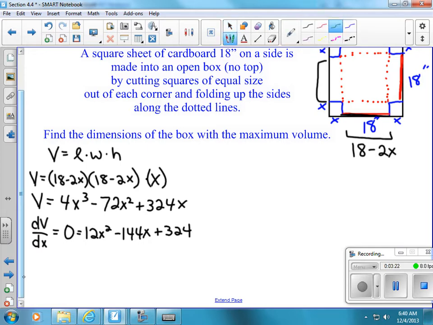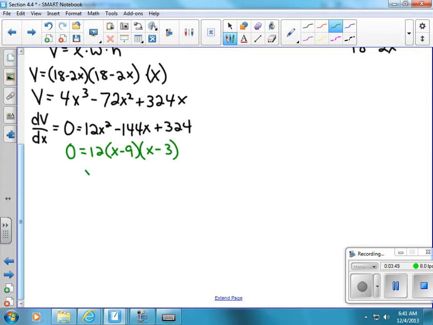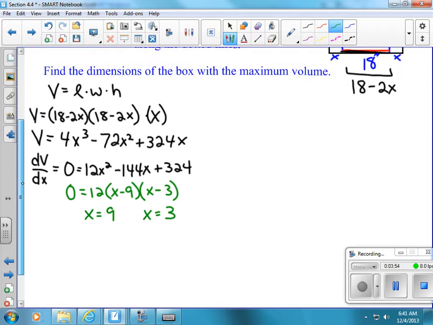We set this equal to 0, and actually this does factor. You could look this up on your calculator, which would be fine with me. But if you want to factor this, it turns out to be 12 times (x minus 9) times (x minus 3). You factor out a 12 first, and then you can factor what's left. All right, and so therefore, we set these parts equal to 0. 12 can't equal 0. x minus 9 could equal 0. Therefore, x would equal 9. And x equals 3.